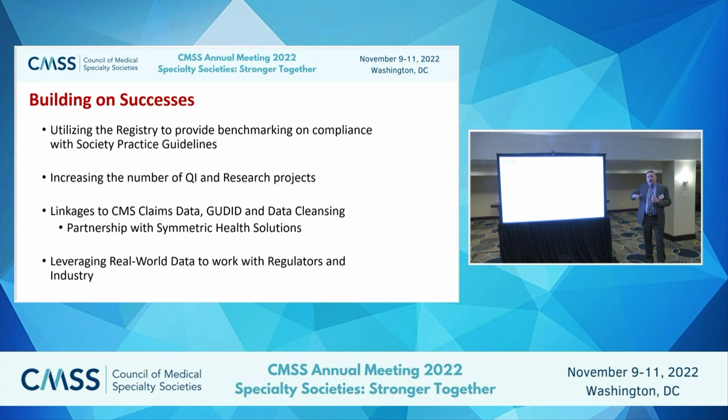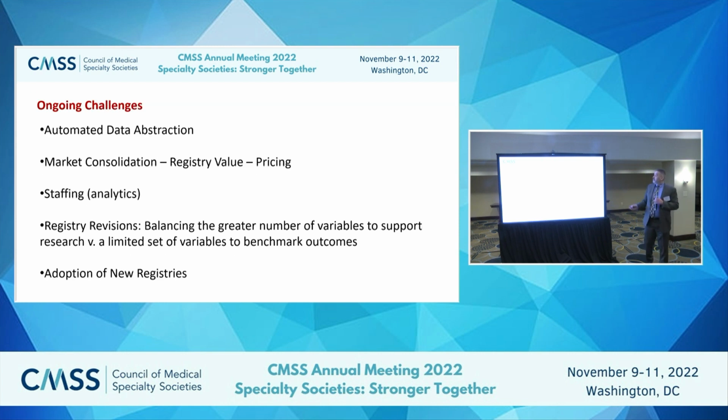And so we were one of the first registries to be able to integrate with Good ID, but that data is not clean. And so a big part of what we did was partner with Symmetrics, and they are helping us clean that data. So if you're looking to integrate with Good ID, you can't rely on industry to have clean data in there. So challenges. Automated data extraction, we know that. We're working on standardizing op notes, so we've got agreements in place with Epic and Cerner.